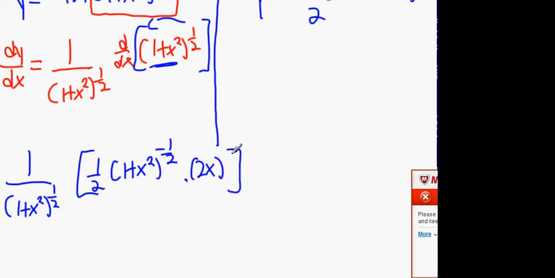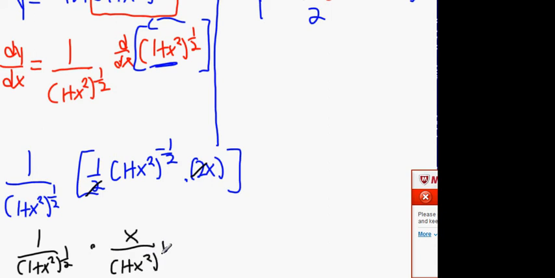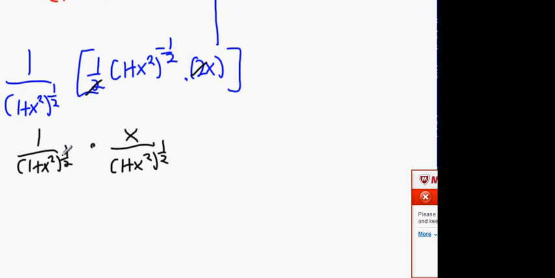Now, the 2 cancels with the 2. And then we're going to have 1 over 1 plus x squared to the power of a half, and on top, we're going to have x. See the way this is a negative power? A negative power means it can go on the bottom as a positive power. These two numbers are the same, aren't they? A half and a half. So that will just make one of them: 1 plus x squared to the power of 1, or x over 1 plus x squared.